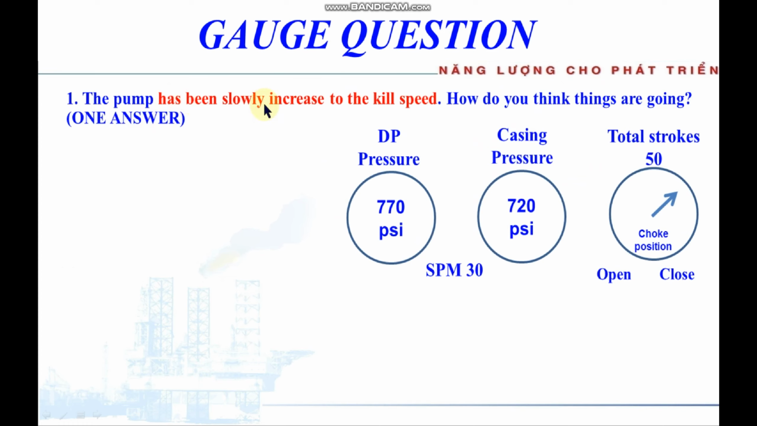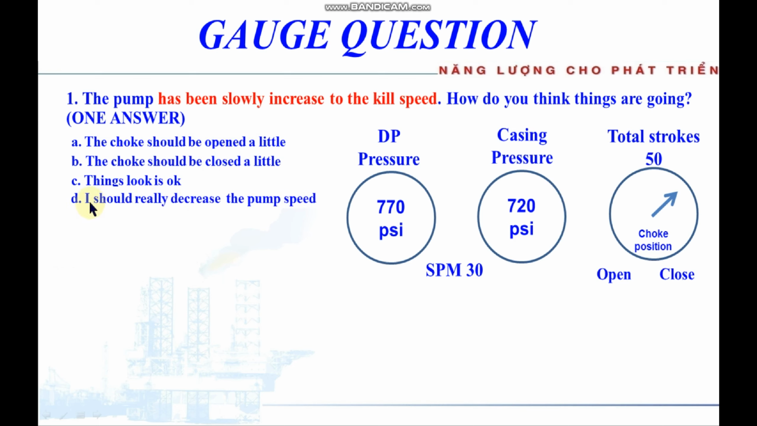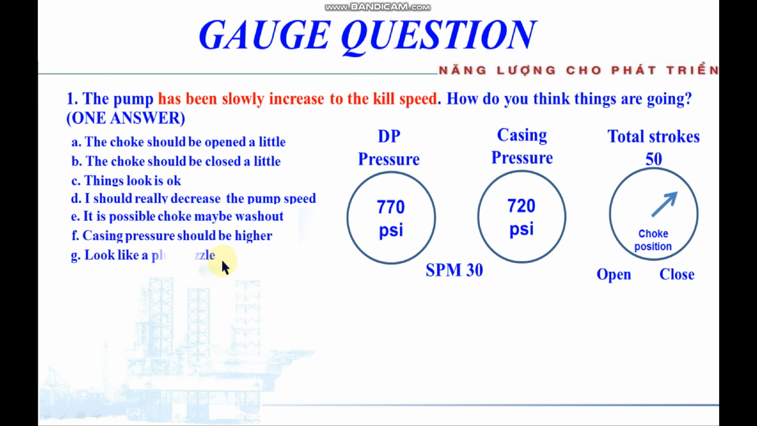Question 1. The pump has been slowly increased to kill speed. How do you think it is going? Drill pipe pressure 720. Casing pressure 720. Choke pump 30. A. The choke should be opened a little. B. The choke should be closed a little. C. Things look okay. D. I should really decrease the pump speed. E. It's possible the choke may be washed out. F. Casing pressure should be higher. G. Looks like a blocked nozzle. H. Drill pipe pressure should be higher.